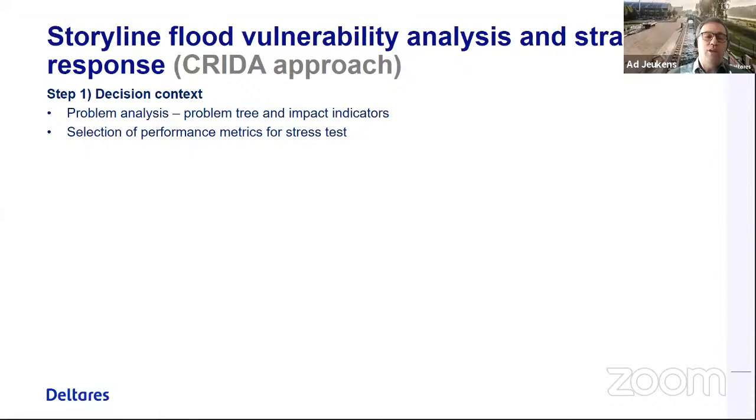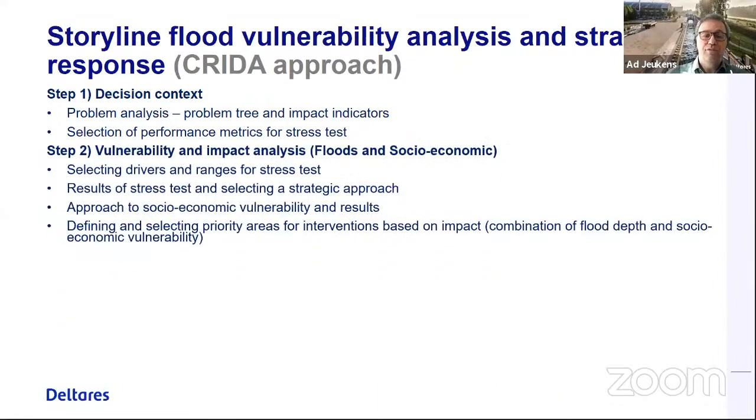So in step 1 of CRIDA, the decision context, the problem and the scope of the problem is defined by using a problem tree and defining impact indicators or performance, and then select also performance metrics for doing a stress test to really assess the vulnerability of the area. So that's step 2, the vulnerability and impact analysis.